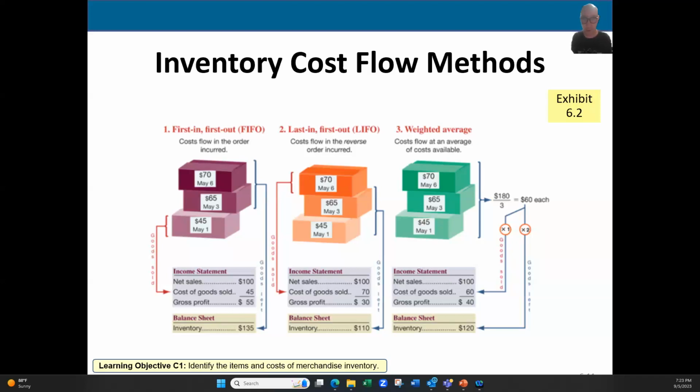What's my ending inventory? My ending inventory are my first two purchases, 45 plus 65. That's what's left. That's the ending inventory balance, $110 in this example. That is how last in, first out works. It gets more complex, because we didn't just make 3 purchases, we probably made 20 purchases throughout the month. But this shows you the very basics of how last in, first out works.